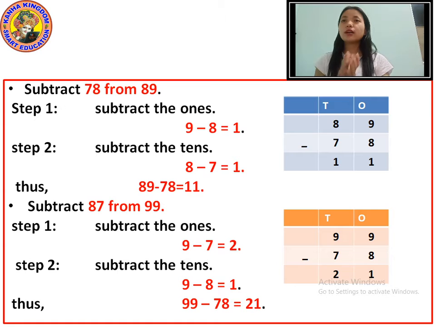Okay, students, I hope you all have understood from these three examples the concept of subtraction of two-digit numbers. Hope so that you all can subtract two-digit numbers, right?